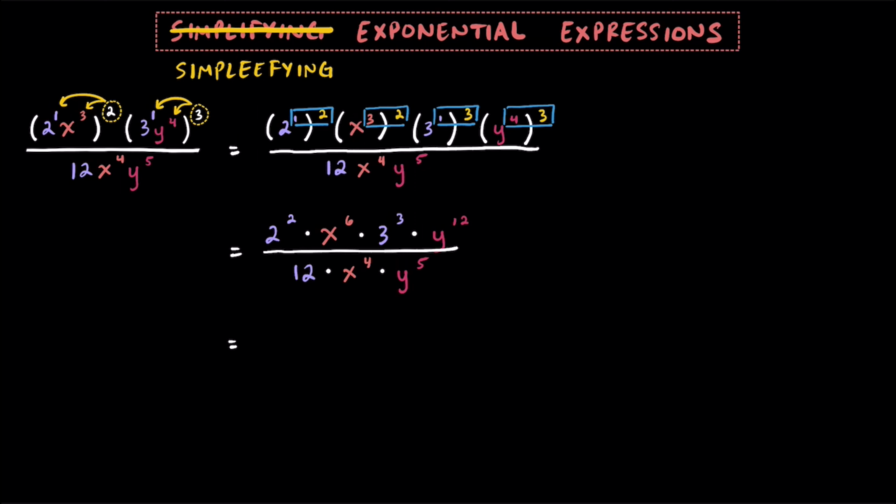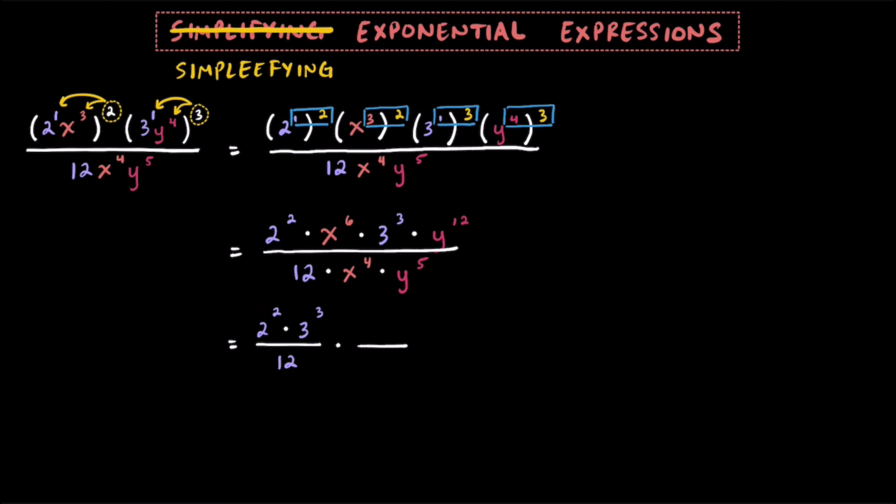Now again, I know this is just being a little bit more detailed than maybe necessary, but I just want to be as clear as I possibly can. So I'm going to go ahead and take the coefficient pieces and put them under the same fraction bar. So we have 2 to the third power, and then we have 3 to the third power, and we have this 12 in the denominator. Those are all going to be simplified together at some point here.